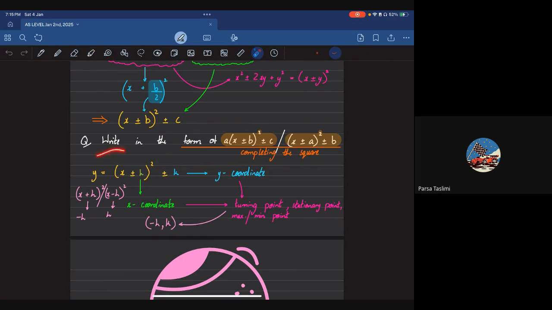And at the same time, when written in completing the square form, like the final form, it also leads you to the x coordinate and the y coordinate of your turning point. But the only difference is that your x coordinate is the opposite of what it seems in the completed square form.